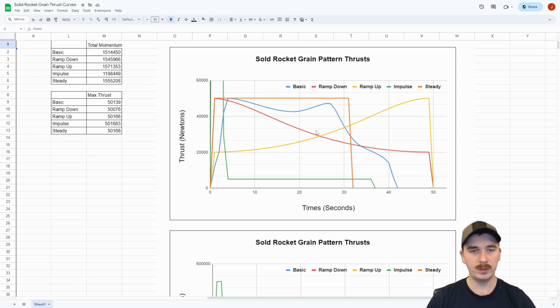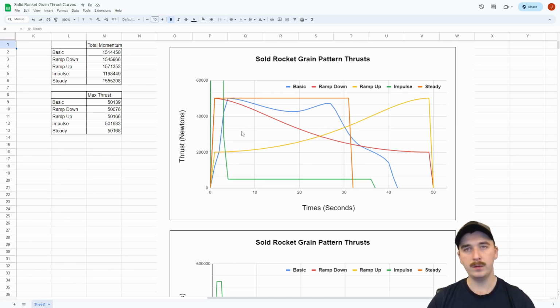Now, I think the most interesting ones are the ramp up and the ramp down, and you can see very clearly what's happening here. It starts at a constant value, so basically 20,000 newtons or 20 kilonewtons of thrust here for the ramp up, and then it increases gradually, peaks out around 50,000 newtons and then drops off rapidly at the end. And then for the ramp down, it is pretty much the exact opposite, or a mirror of that. It starts at around 50,000 and then slowly decreases to 20,000 and then drops off at the end.